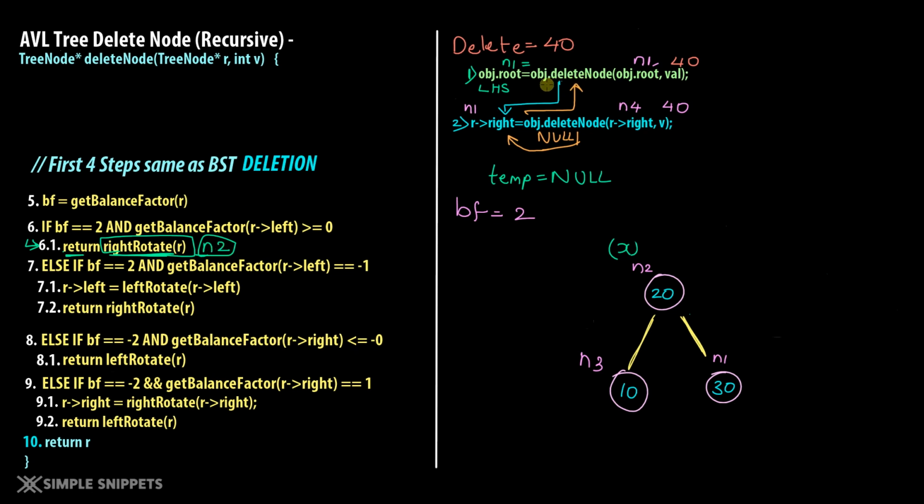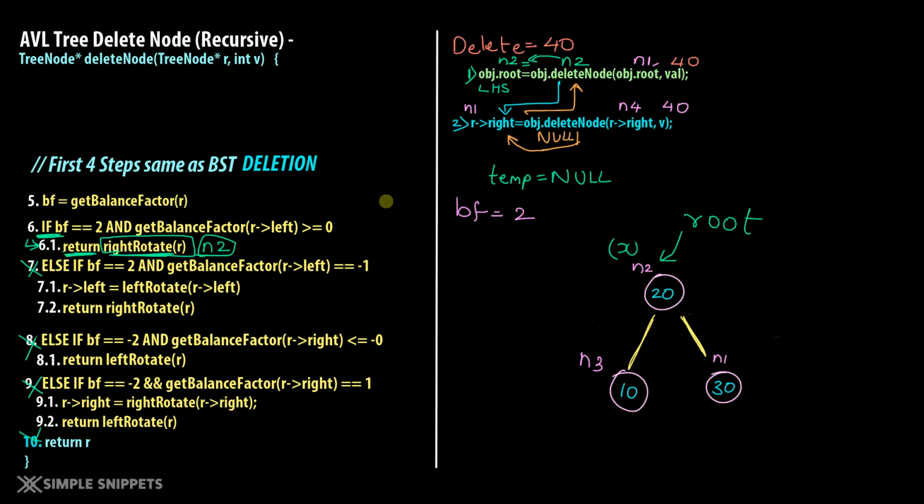So N2 will be returned, and it will be stored as obj.root. So obj is the object of AVL tree class, and it has a root pointer which initially had N1, but now N1 has become a right child of N2, and N2 is basically now the new root, right? So this N2 will now be stored as the address in the root pointer. So N1 will be rewritten, and this obj will have a root pointer which will now point to N2. And since this step number 6.1 was executed where we did a return from this delete node function and we came back to the main function, step number 7, 8, 9 and 10 will not be executed because we returned from this function at step number 6.1 itself.